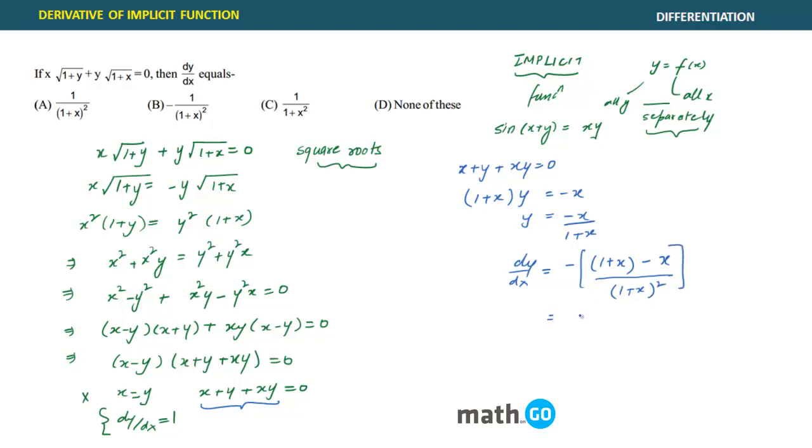And if you cancel these terms, obviously you will get 1 upon 1 plus x whole square. Now if you try and match, yes, you have an answer which is there, which is the b part. So b part is the answer we are looking for. People who are wondering why we are getting two particular answers here, dy by dx equal to 1 and dy by dx equal to minus this, it is simply because here what we have done is squaring. So squaring will always give you two answers.